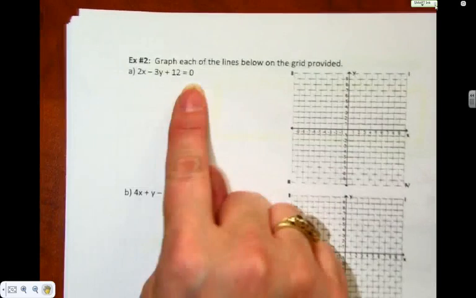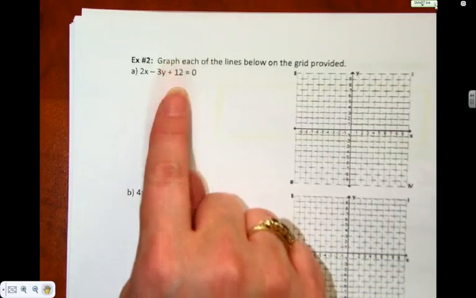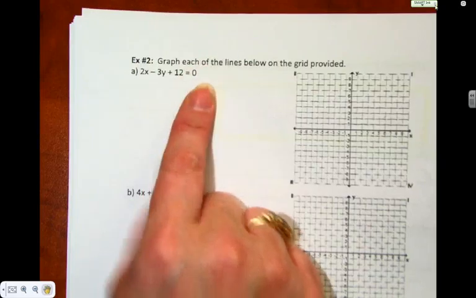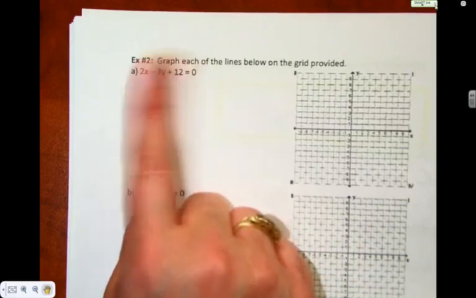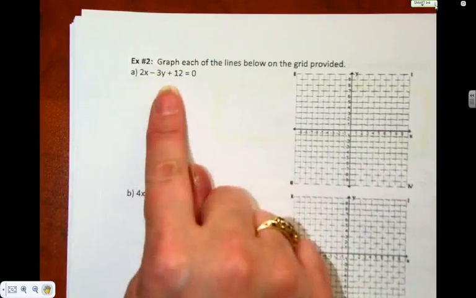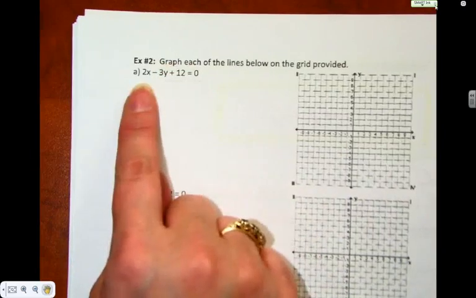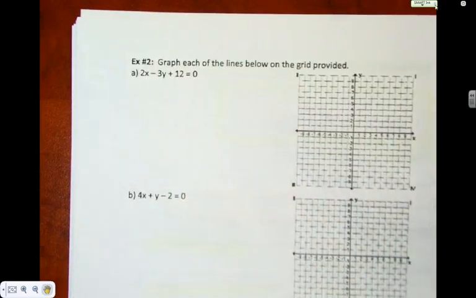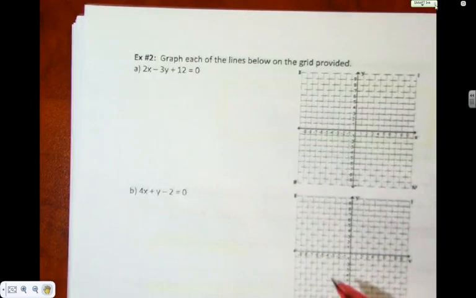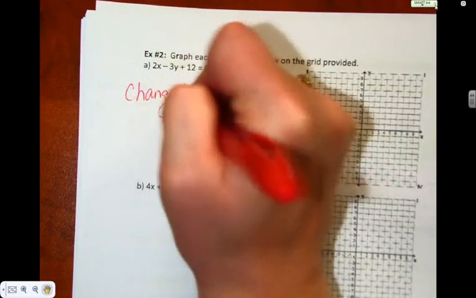How do I know by looking at this, this is the equation of a line? No exponent greater than 1. How do I know by looking at it, this is a standard form of the equation of a line? It all equals 0 and x is positive and no fractions. I want to graph it. How do we graph it? Yep, we change it to slope-intercept form.